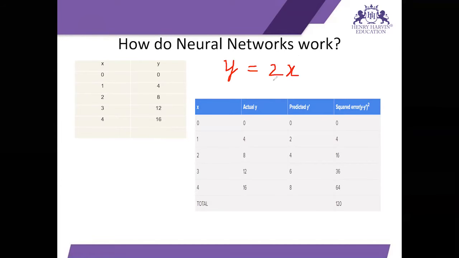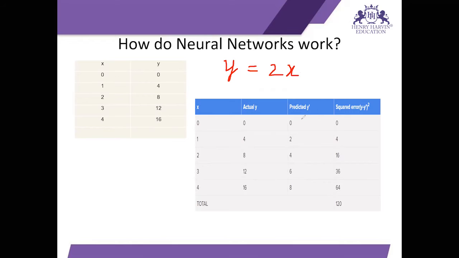So what is 2 here? 2 is the weight. And what is this x? These are the values of x. Clear? So now the x values are written, the actual y, and now the predicted y. How to predict this value of y? y is equal to 2x. So 2 into 0 is 0, 2 into 1 is 2, 2 into 2 is 4, 2 into 3 is 6, 2 into 4 is 8.